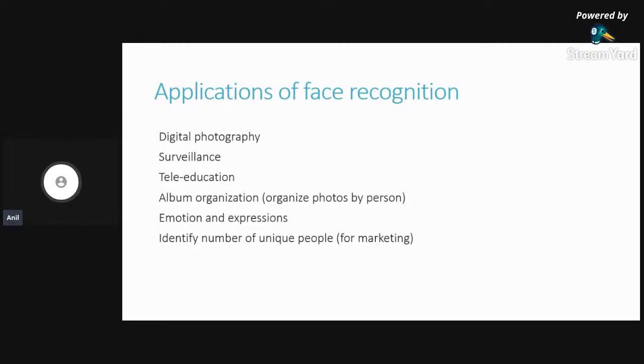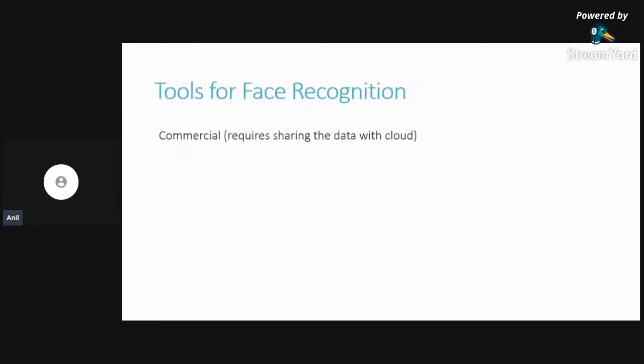Emotion and expression recognition, which I have talked about a lot in this tutorial up to this point. Another application is identifying unique people, and this has lots of applications in marketing. For example, if I have a stall and I can recognize that this is a person who has come for the first time, then I can do the marketing very effectively to that new person. If the person is returning, then I can do the marketing in a different way. So this is how we can use face recognition in marketing. There are many more applications; I have just listed these six.